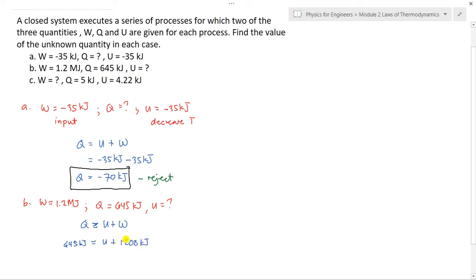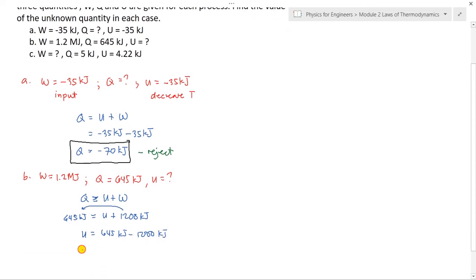kilojoules. Solving for U, we transpose this to the other side. So we now have U equal to 645 kilojoules minus 1200 kilojoules. Simplifying, 645 minus 1200 is negative 555. So our internal energy is negative 555 kilojoules. That has a meaning, class: we have a negative internal energy.